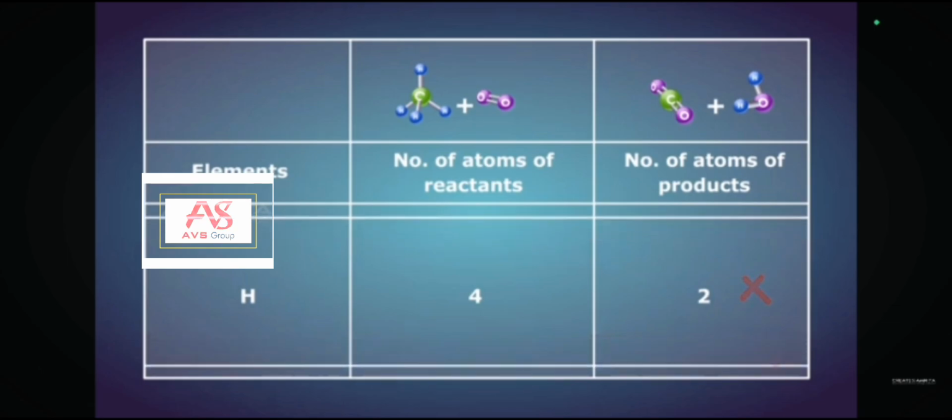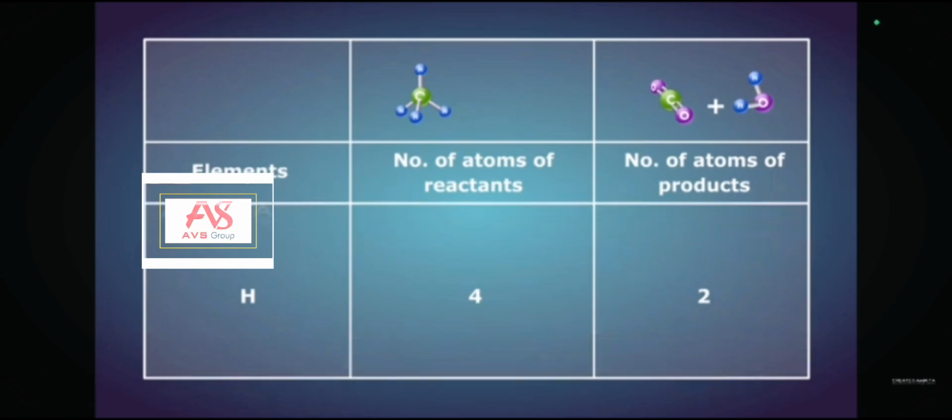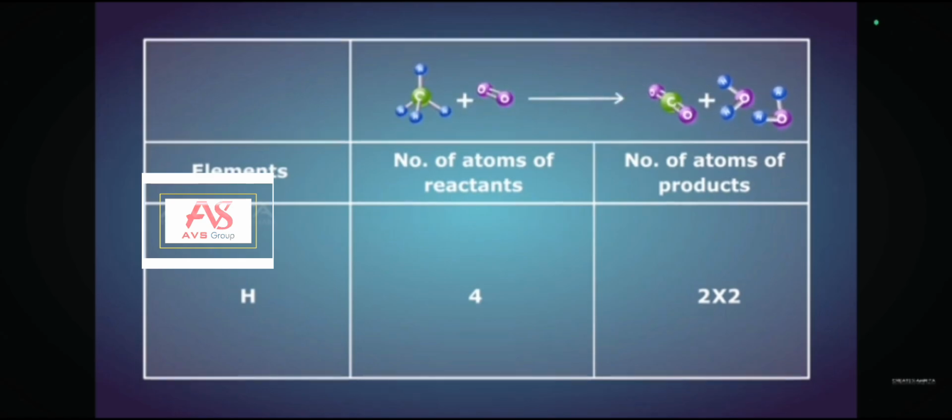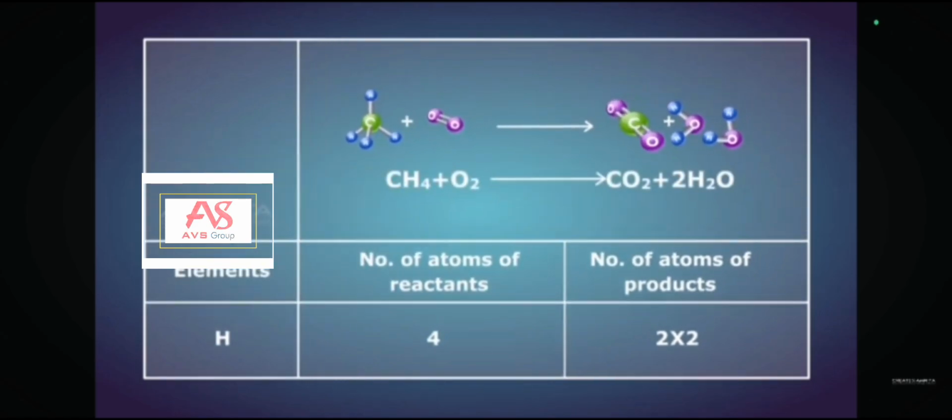The hydrogen atoms in the reactant, CH4, are 4, while in the product H2O the count is 2. To balance the hydrogen atoms, put coefficient 2 before H2O on the product side. Now, let's see if the equation is balanced. CH4 plus O2 gives you CO2 plus 2H2O. By balancing hydrogen atoms, the equation seems partially balanced.